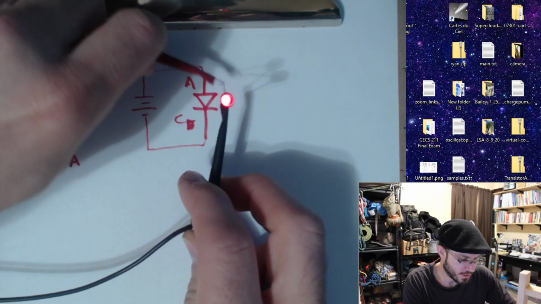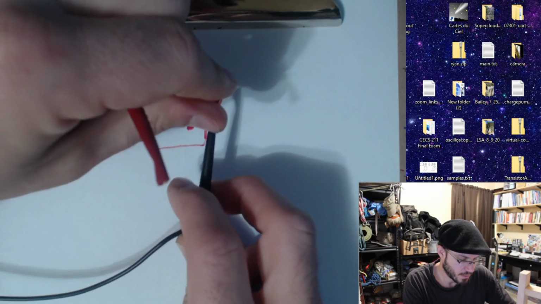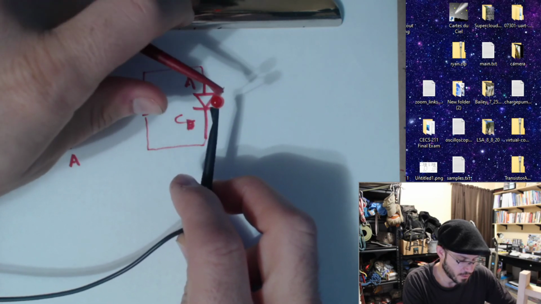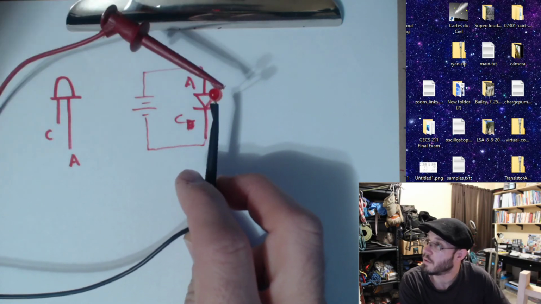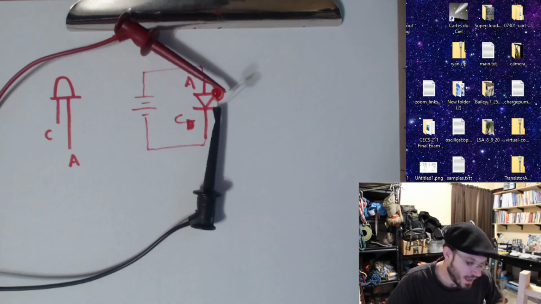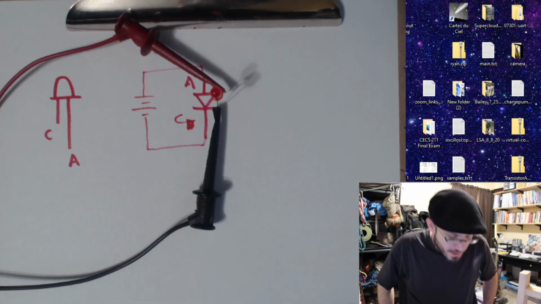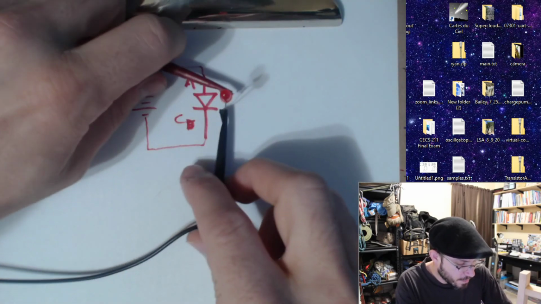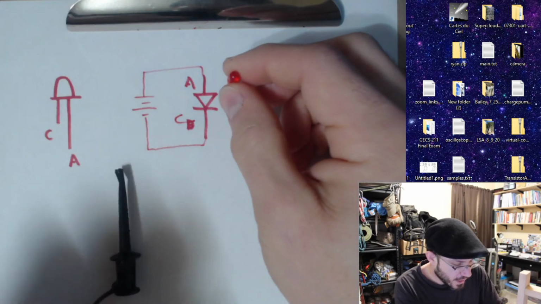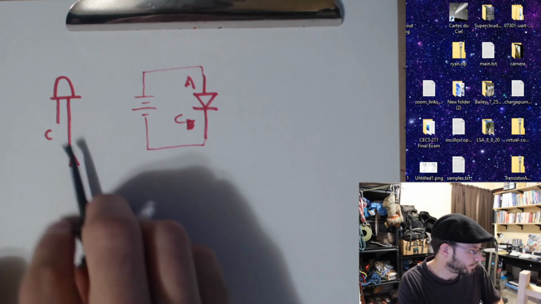Forward biased. Reverse biased. Okay, so kind of cool. A perfect example of a diode being forward biased, being reverse biased, and we get some visual indication as such.